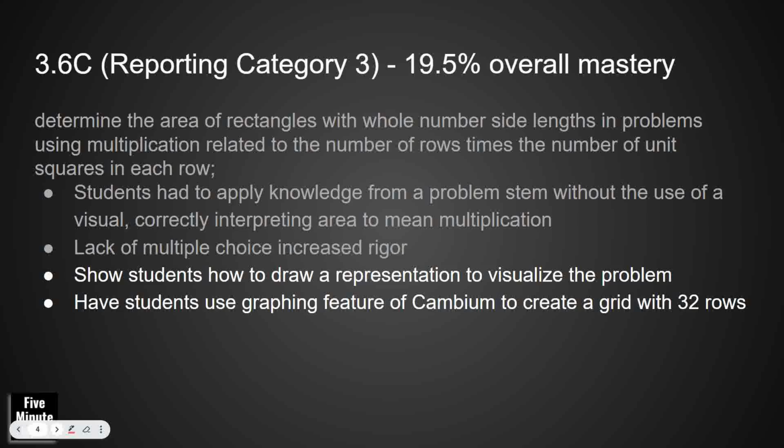And so, what do we need to learn from that? Well, it was difficult because they didn't have a visual. So they had to apply their knowledge of area of rectangles, and they had to supply the visual. And that seems like a very simple step, but without that visual there, some students that might be second language learners, they might have difficulty reading, are going to struggle trying to make sense of the problem. They had to correctly interpret the area to mean multiplication. They had to connect these two.